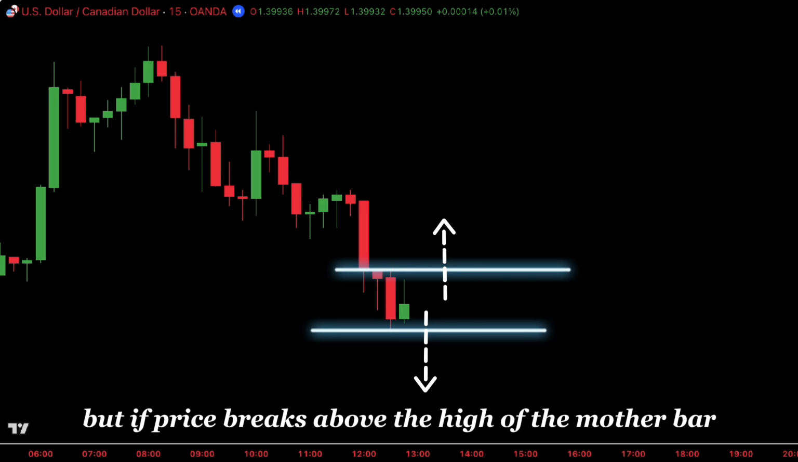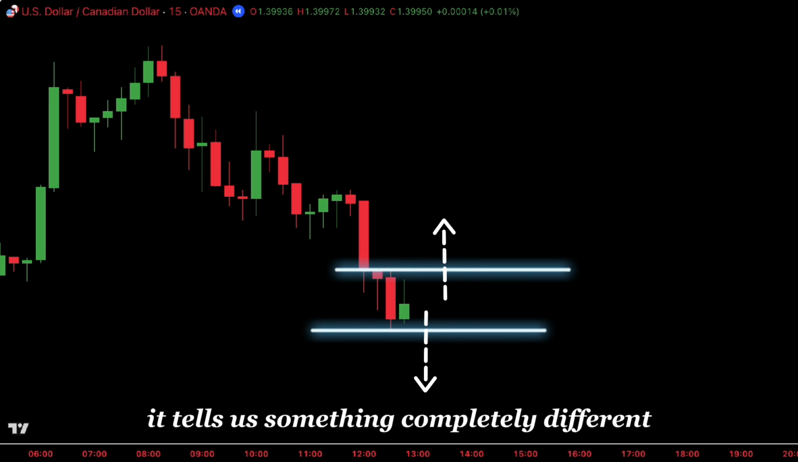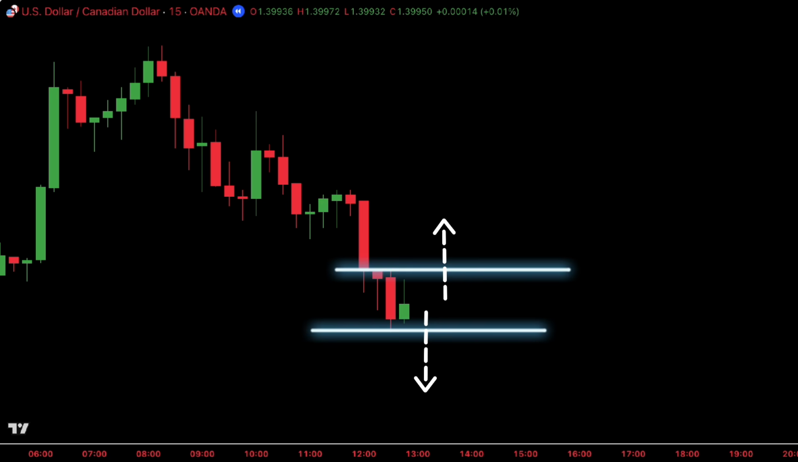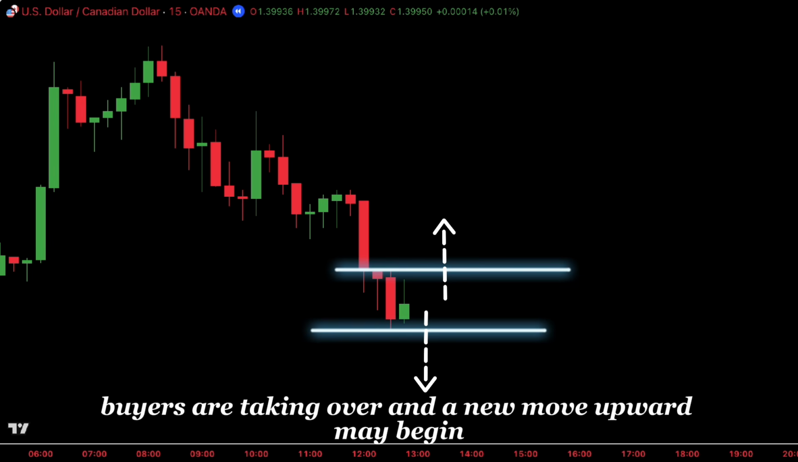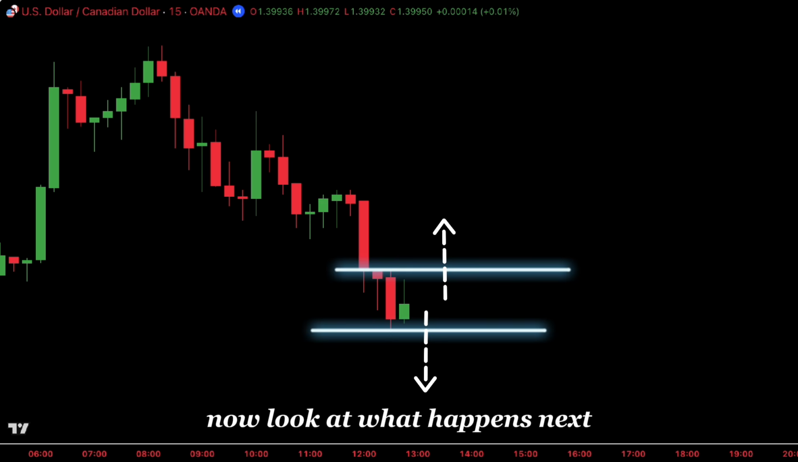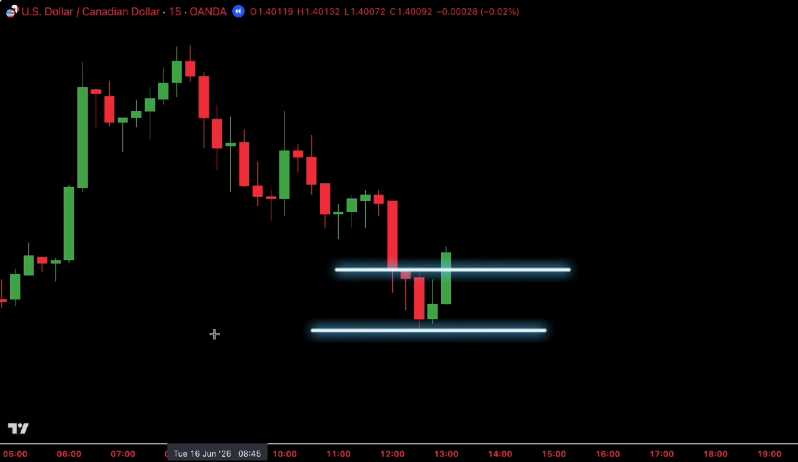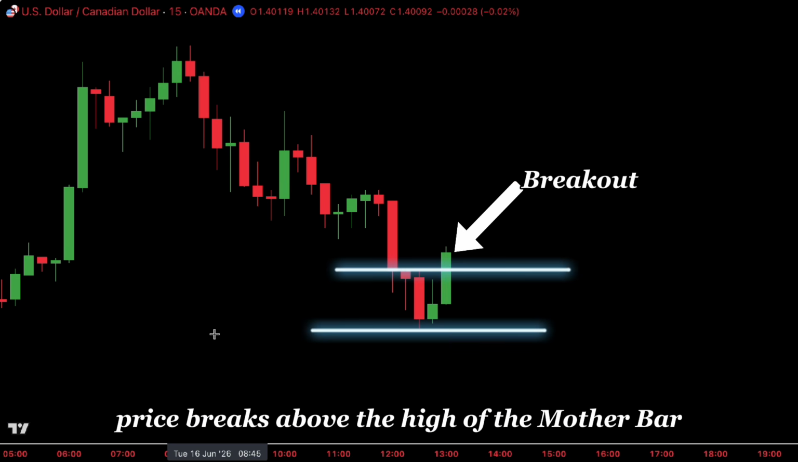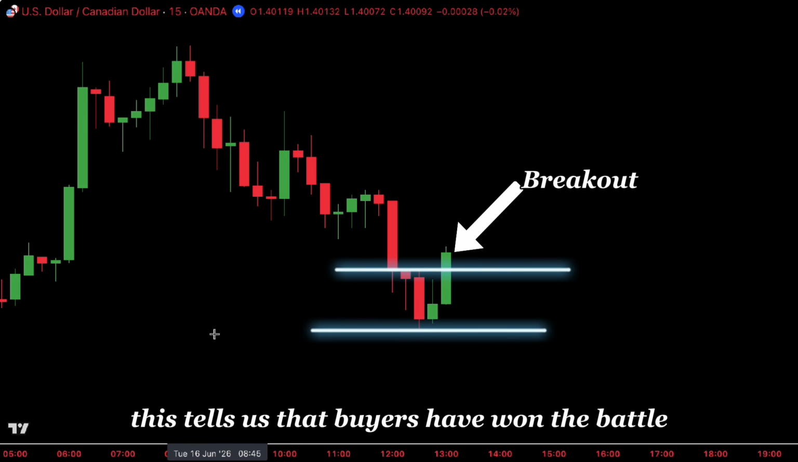But if price breaks above the high of the mother bar, it tells us something completely different. Sellers have lost control, buyers are taking over, and a new move upward may begin. Now look at what happens next. Price breaks above the high of the mother bar. This tells us that buyers have won the battle.